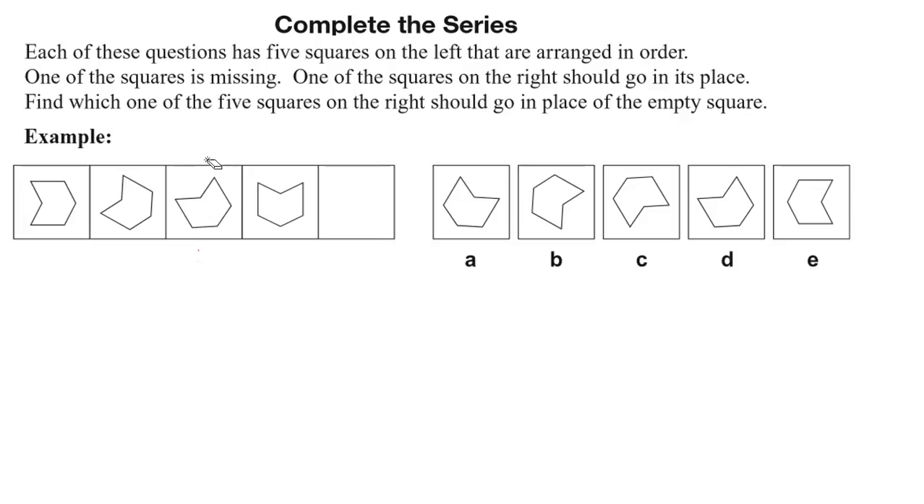Again, as I always say, always read the instruction carefully and then look at the example. It says each of these questions has 5 squares on the left that are arranged in order. Okay, so about 5 squares, 1, 2, 3, 4, 5. So these 5 squares have got shapes in there. Now one of the squares is missing. So one of the shapes in the square is missing. One of the squares on the right should go in its place. So you need to pick one of these here to go there. Now find which one of the 5 squares on the right should go in place of the empty square.